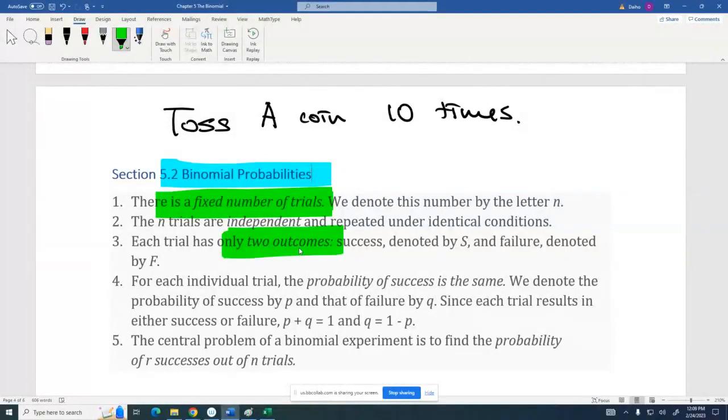We need only 2 outcomes. When I toss a coin, how many outcomes? 2. Head or tail, right? Only 2. Please look at the name of the distribution. Binomial. What does that mean? Bi, that is a 2. Two outcomes, right? And now please look at the second part.